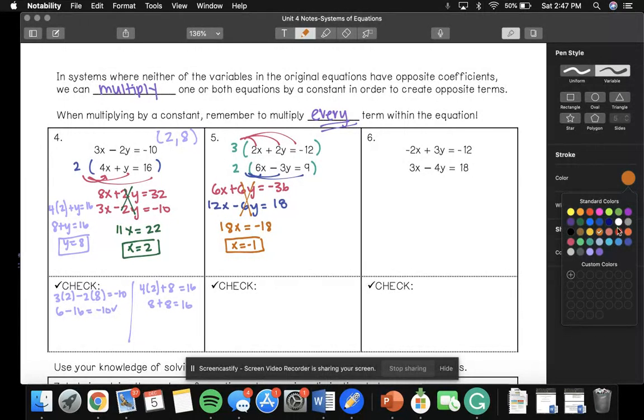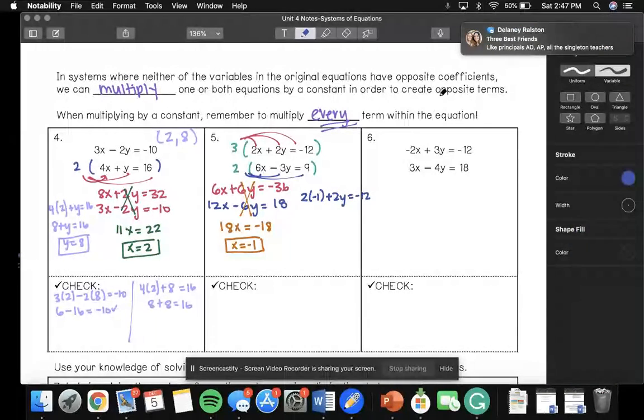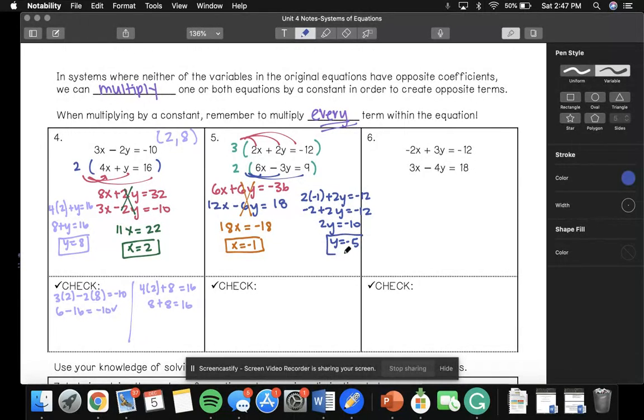Then to figure out what the y coordinate is, again, you can pick whichever one you want. I'm going to pick this one just because I want to. So 2 x's, so 2 negative 1s plus 2y equaling negative 12. So 2 negative 1s would be negative 2. I would add the 2 and get negative 10. I would divide by 2 and I would get y equaling negative 5. So my solution would be negative 1, negative 5.